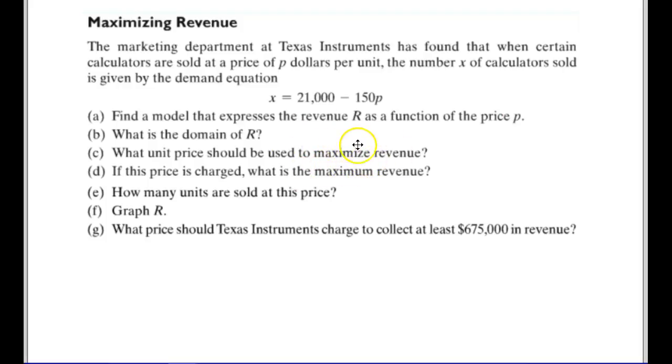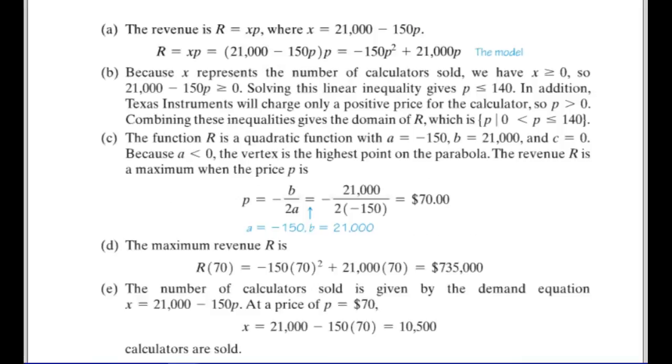Generally when we're building these models, we're looking for maximizing or minimizing. And that's always finding the vertex of my quadratic function. Okay, so we need to figure out what price I use to maximize, and then if that price is charged, what do I actually get in my revenue, and then how many units are sold. We're going to graph it, and then we're going to look at kind of a system of equations here.